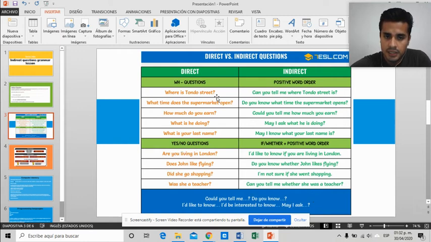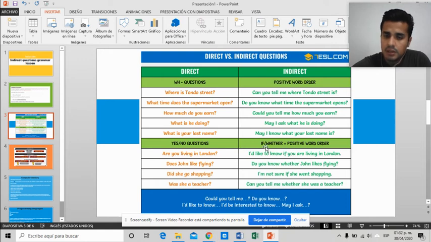So on here, if you notice, all of these are WH questions. So these are not answered with yes or no. If you guys remember, the WH questions are going to ask for specific information, not only a yes or no answer. On the other hand, we have the yes/no questions.